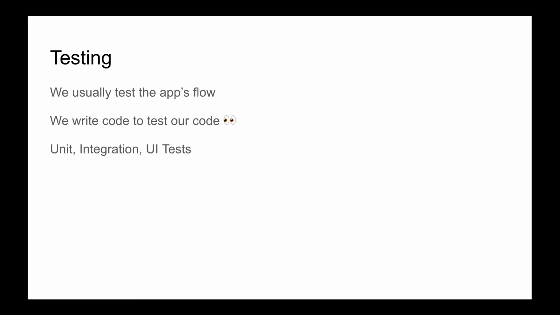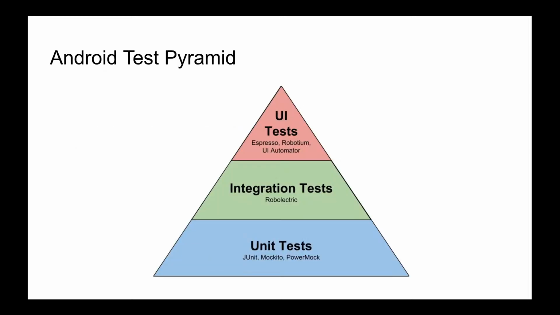The testing I talk about is software testing, like unit testing, integration testing, and UI testing. That's where we write code to test our code. You don't trust your code, so you write code to test your code. Probably you might not have heard about unit testing, integration testing, UI testing, or you might have heard about it but you don't know what that means. For this, there is the not-so-infamous Android test pyramid.